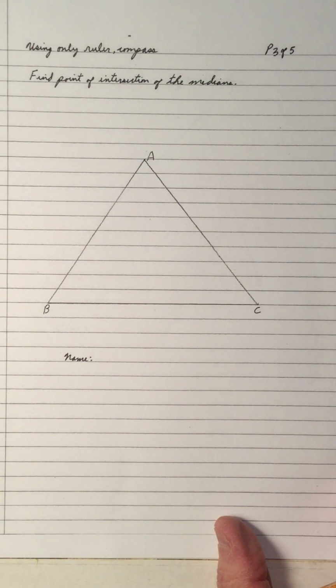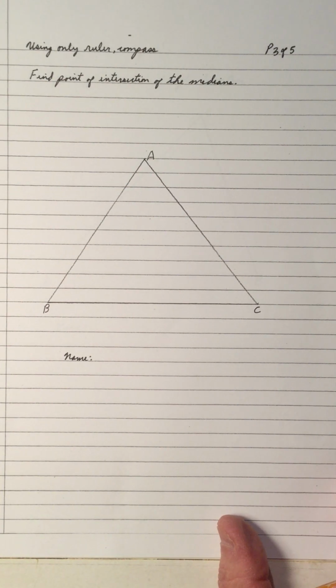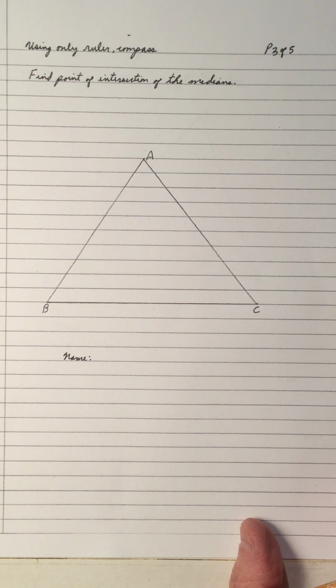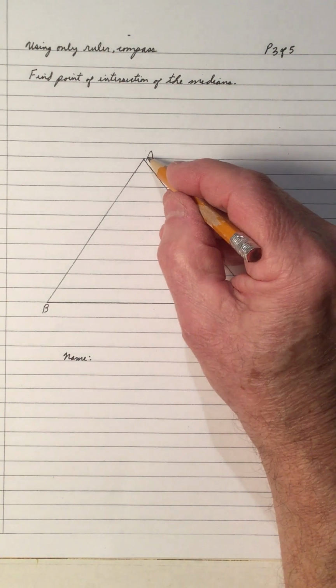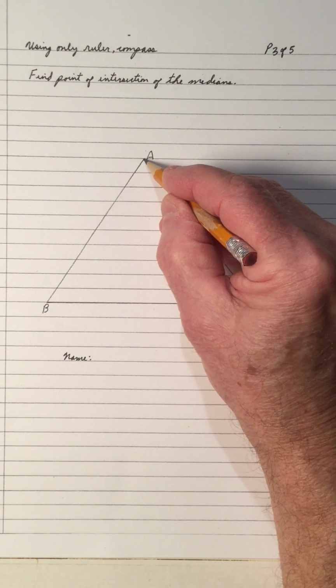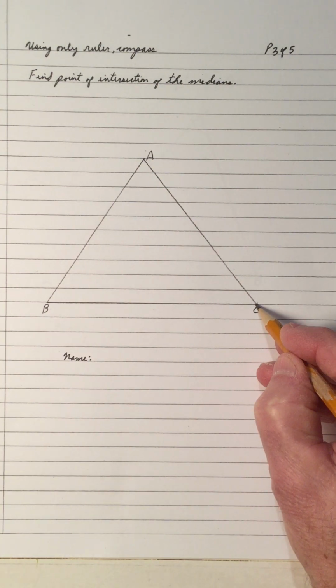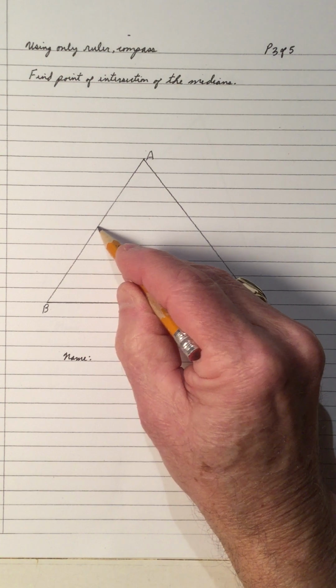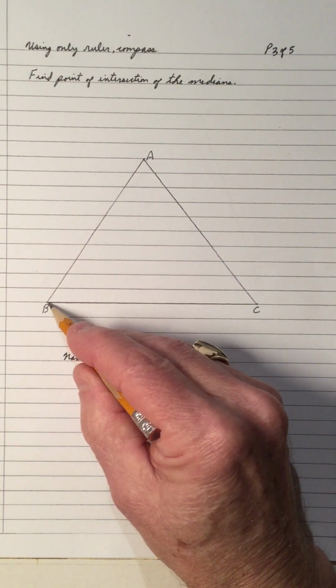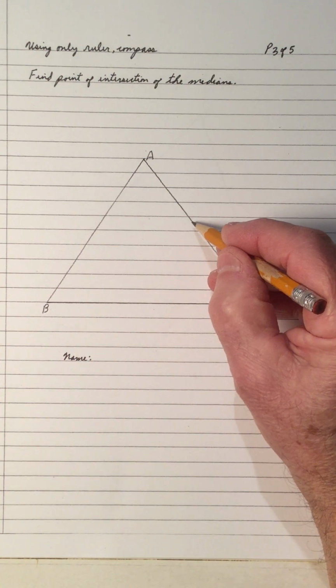Okay, let's see if we can find another center. Find the point of intersection of the medians. The median goes from A to the midpoint of the opposite side, BC. The median from C goes to the midpoint of AB. And the median from B goes to the midpoint of AC.